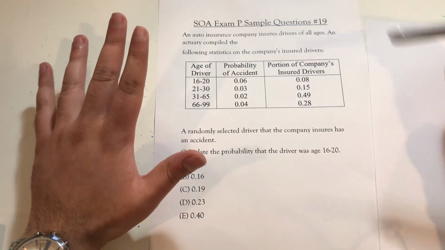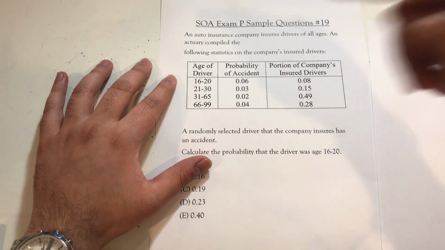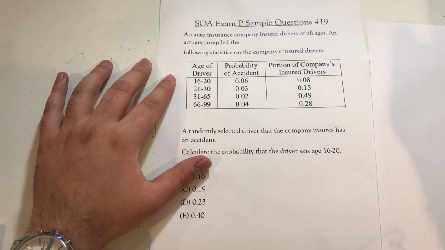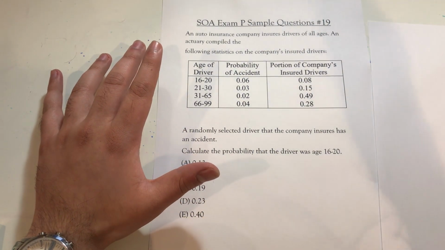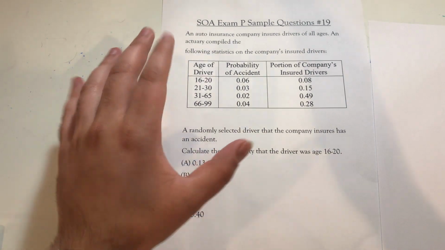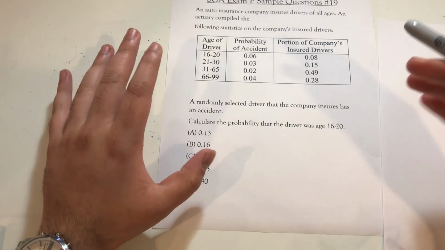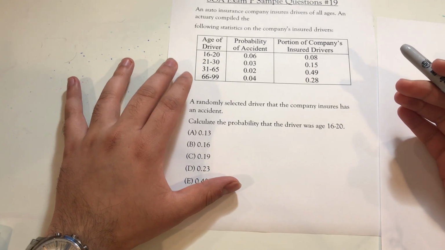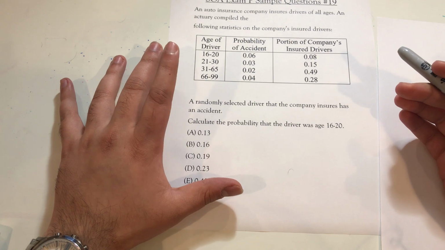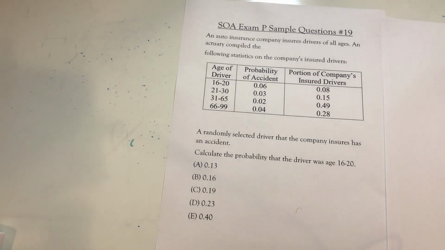The parts of the chart: the age of the drivers, the probability that that specific group of drivers gets into an accident, and what portion of the company's insured drivers that age group makes up. A randomly selected driver that the company insures has an accident. Calculate the probability that the driver was between the ages of 16 to 20, the probability they were in that age group.